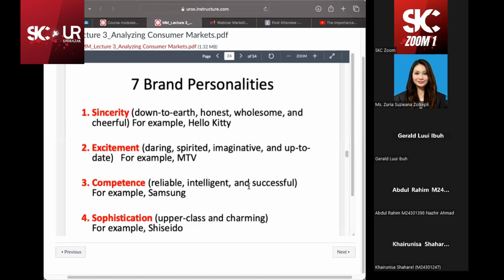Okay, so sincerity: you can see that this brand's identity is more honest, wholesome, cheerful, and down to earth. Feel free to give examples in the chat box. And then excitement: this is more spirited, more imaginative, more up to date. When you see this brand, you can feel all the excitement. Write the example in the chat box. And then competence: very good for the value, for their expertise, reliable.